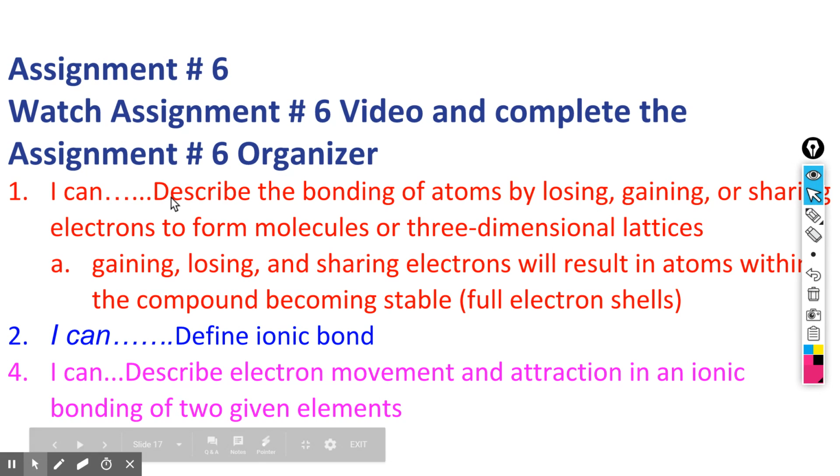I CANs for the next few days: be able to describe the bonding of atoms by losing, gaining, or sharing electrons to form molecules or three-dimensional lattices. Gaining, losing, and sharing electrons will result in atoms within the compound becoming stable, with full electron shells, which we know as having 8. You also should be able to define ionic compound and describe electron movement and attraction in an ionic bonding of two given elements.